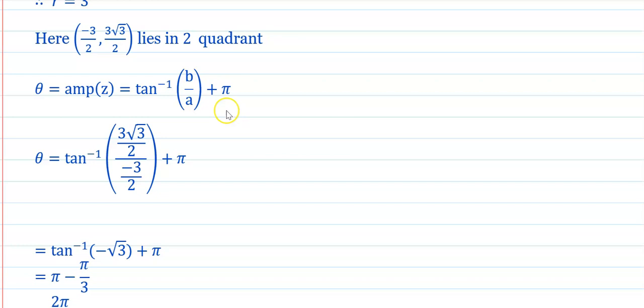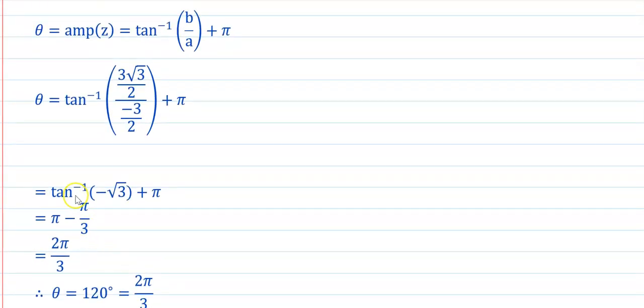Therefore, theta is equal to tan inverse of, here we substitute the value of b. What is b? 3 root 3 upon 2. And what about a? Minus 3 by 2. Here the 2 gets cancelled, the 3 gets cancelled, and overall you will get minus root 3 plus pi. But the value of this is minus pi by 3. And hence it is pi minus pi by 3, then you will get 2 pi by 3.